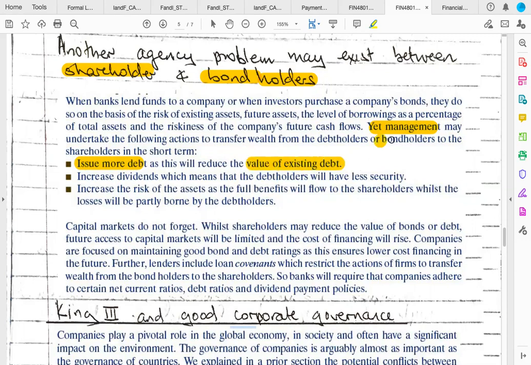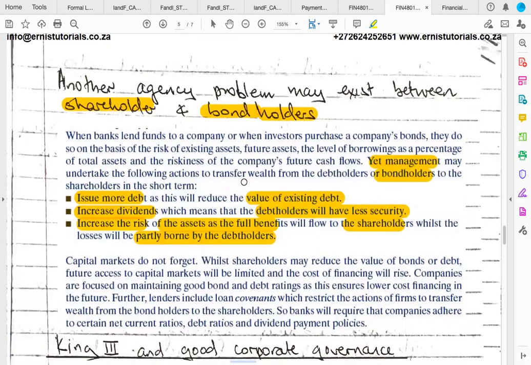For example, you might find that management might continue to issue more debt, which will reduce the value of existing debt to the detriment of bondholders, to the detriment of lenders. And you might find that management decides to increase dividends, which might mean that debt holders, lenders have less security. And you might find that management might start to increase the risk of assets as the full benefits will flow to the shareholders, whilst exposing the debt holders, the lenders, to a lot of risk. So these are agency problems that can also exist between the management and the bondholders. And that might result in management trying to benefit the shareholders at the expense of the bondholders.